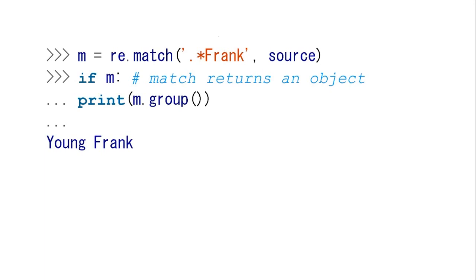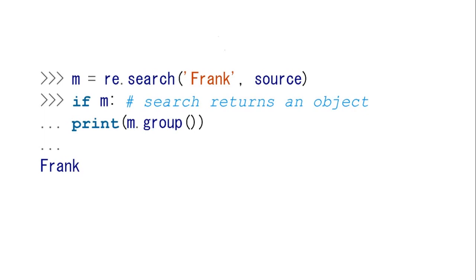Following is a brief explanation of how our new pattern works. Dot means any single character, asterisk means any number of the preceding things. Together, dot and asterisk mean any number of characters. Frank is the phrase that we wanted to match somewhere. Match returns the string that matched .*Frank, 'Young Frank'. First match with search. You can use search to find the pattern 'Frank' anywhere in the source string 'Young Frankenstein' without the need for the dot asterisk wildcard.